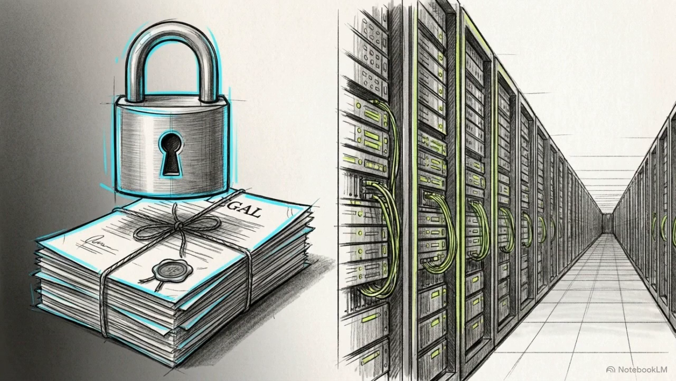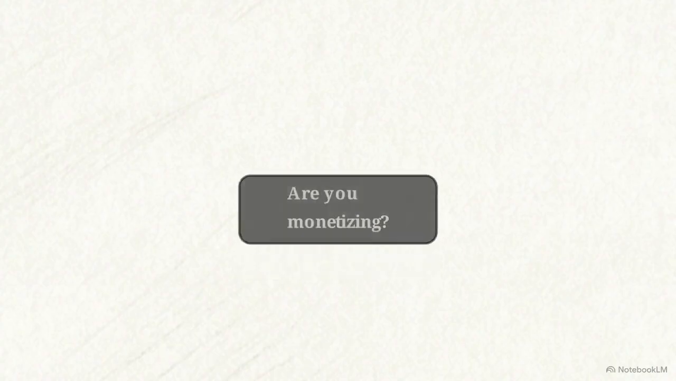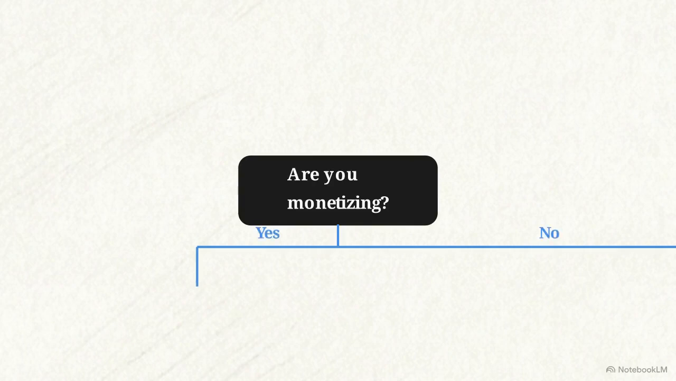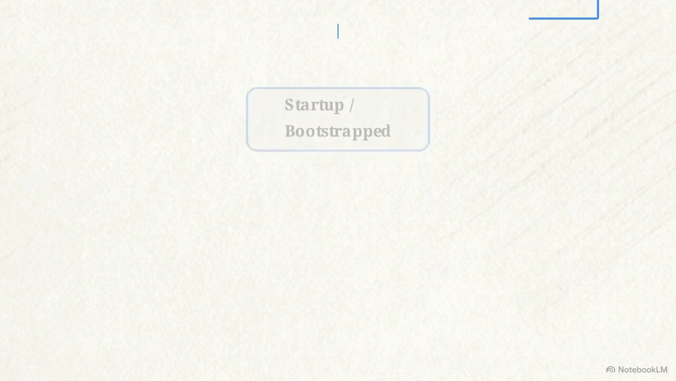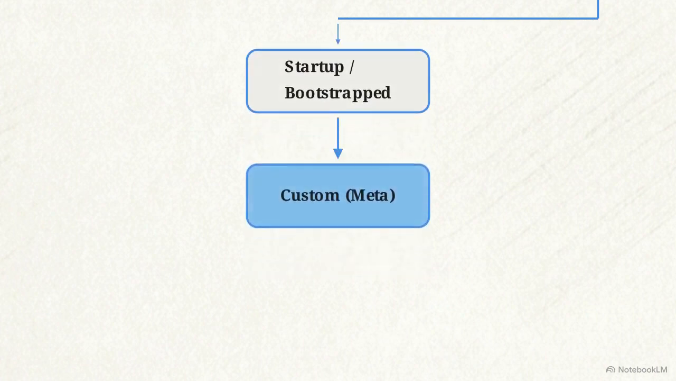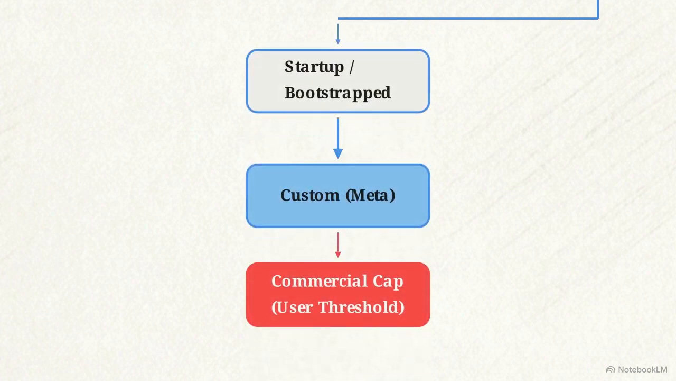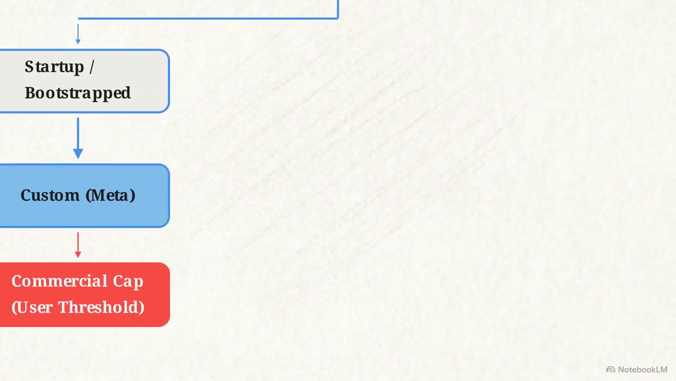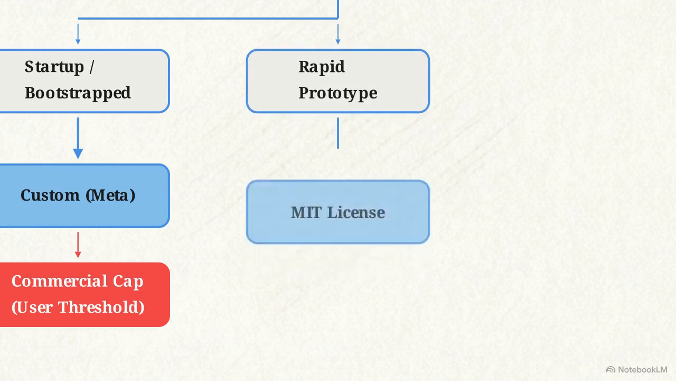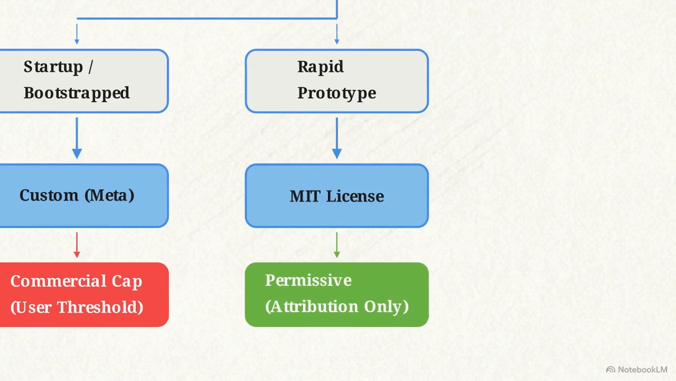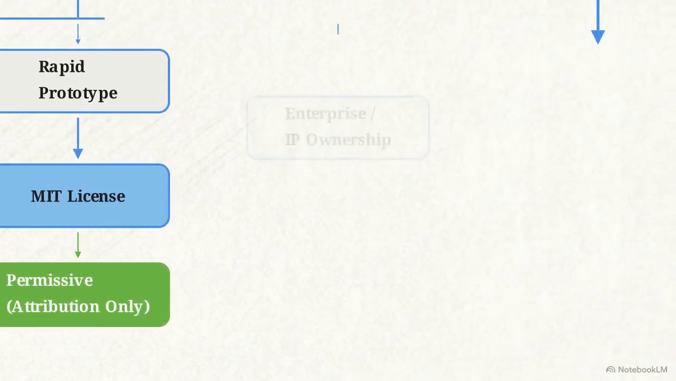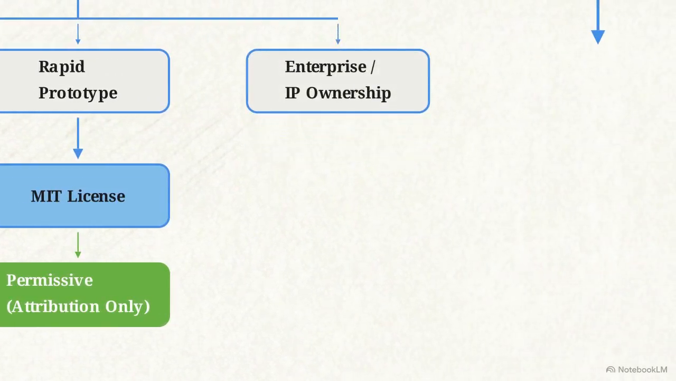Choosing a license means finding the legal framework that matches your risk profile and scale. This decision matrix starts with one question: are you monetizing? If you are a bootstrap startup looking for initial traction, custom licenses like Meta's are a strong starting point. They allow you to leverage high-performance weights for free, provided you have a system to monitor your user growth against the commercial cap. If you are an indie developer building a rapid prototype and don't need broad legal protections, the MIT license provides the most direct path from a weekend idea to a deployed application with minimal legal friction.